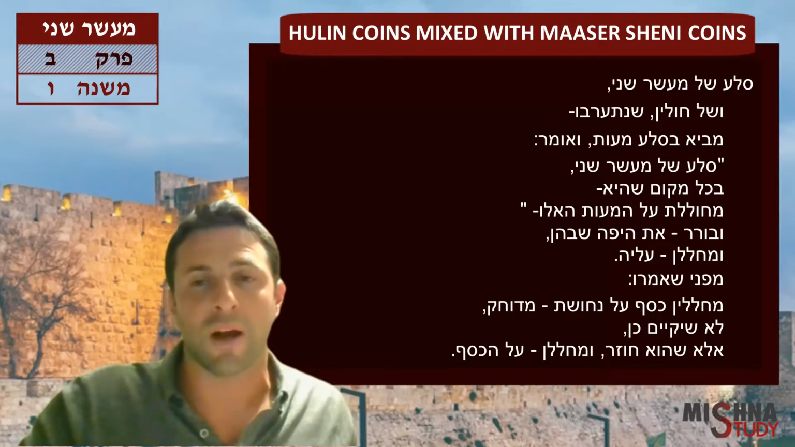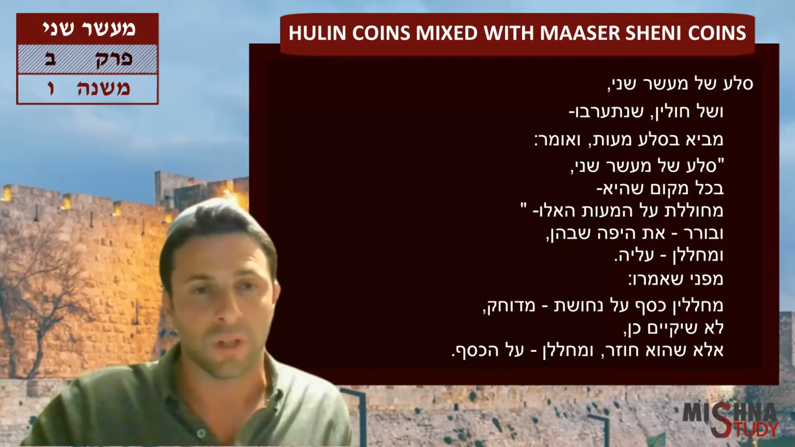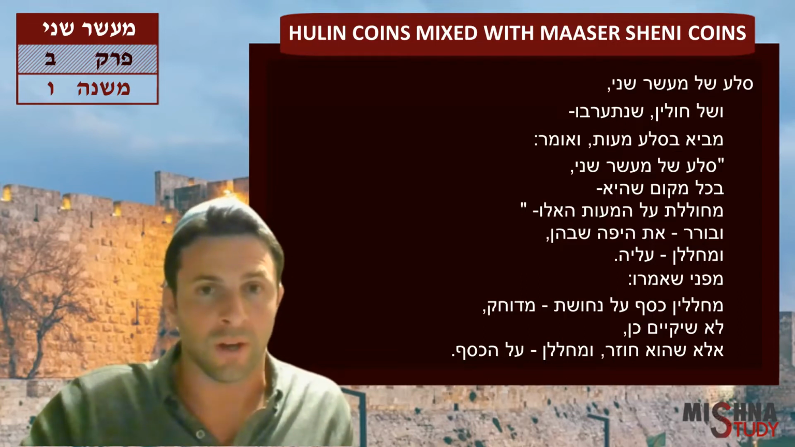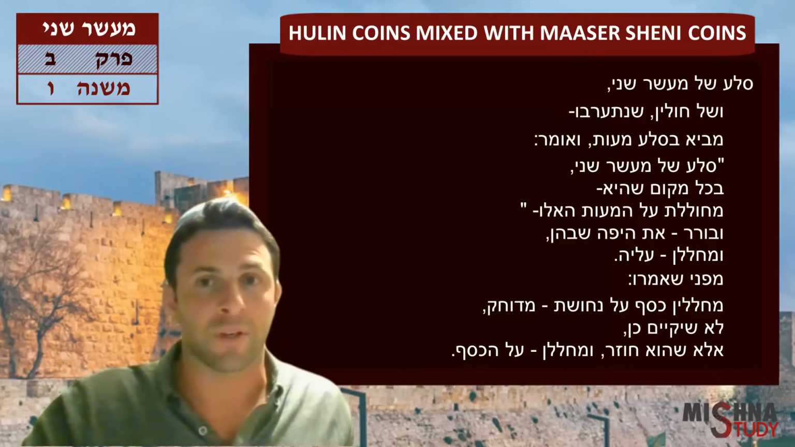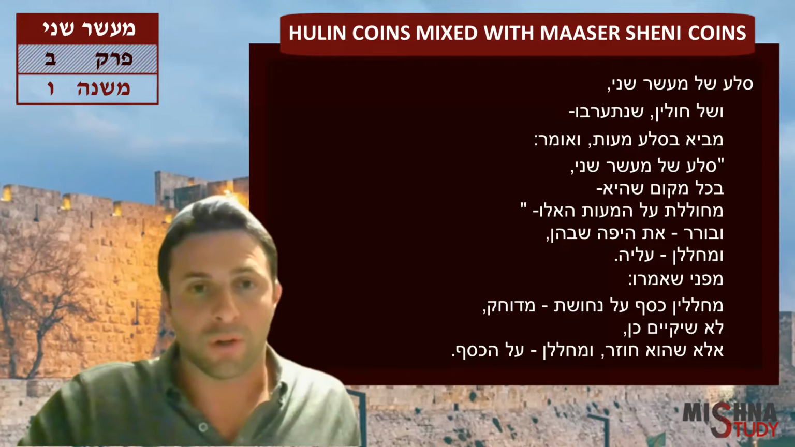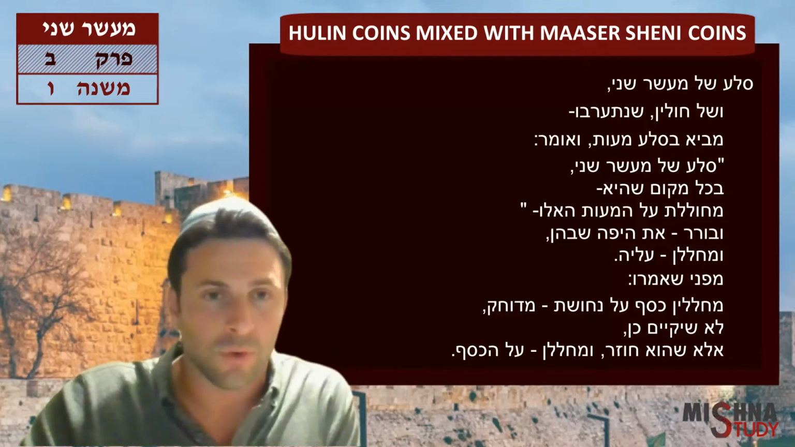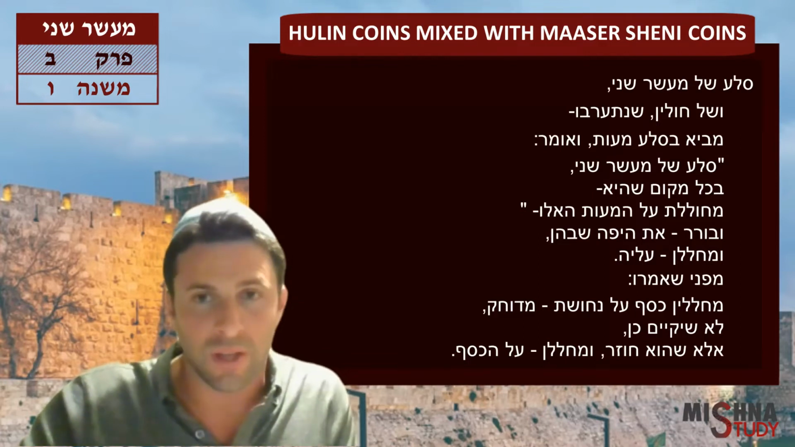So let's say a sela shel Maaser Sheni. You had a silver coin of Maaser Sheni, v'shel Hulin, and also a silver coin of Hulin, and they got mixed up. So what could you do? Mevi basela ma'ot. You bring the value of that sela. You bring copper coins. So let's say that one silver coin is worth 10 copper coins. So you bring 10 copper coins.